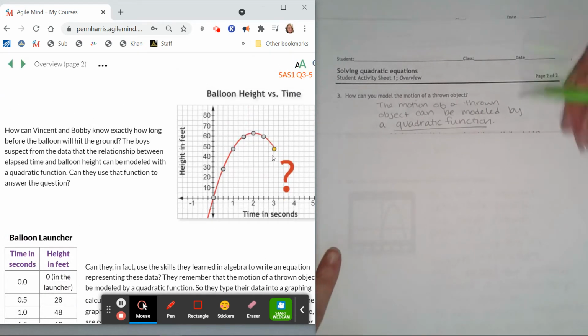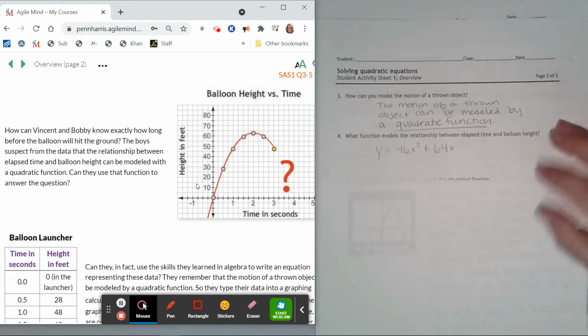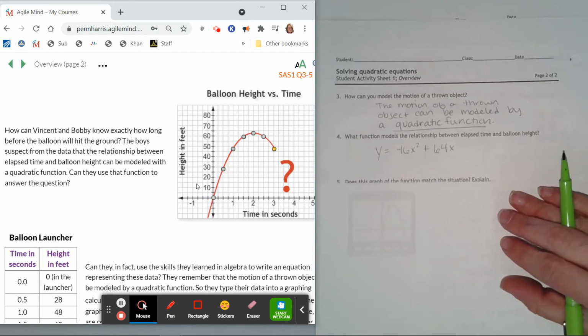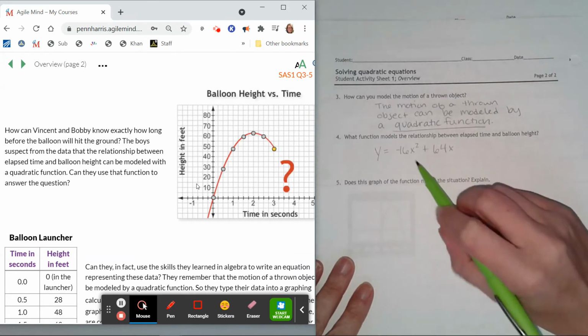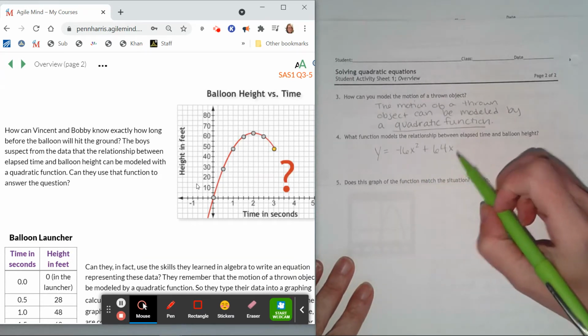And what we're going to call this is a quadratic function. Okay. This is also known as a parabola. Okay. With that, what equation models this specific type of function? And that would be y equals negative 16x squared plus 64x.